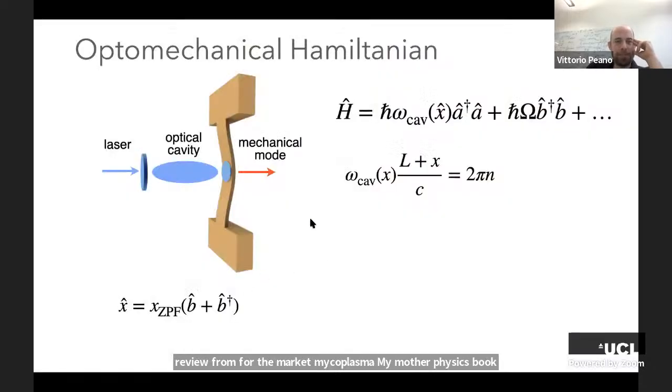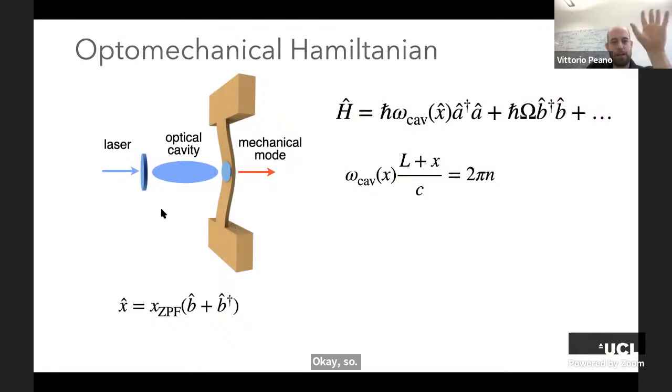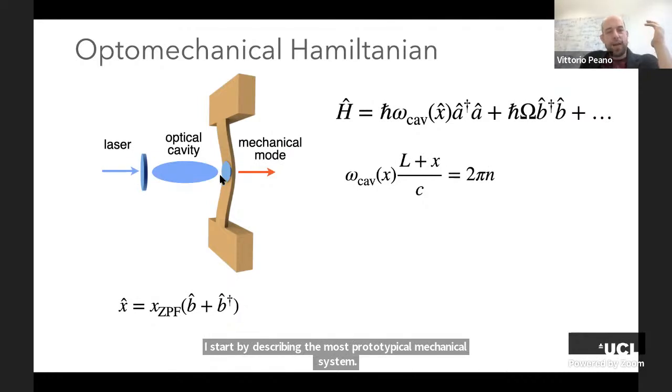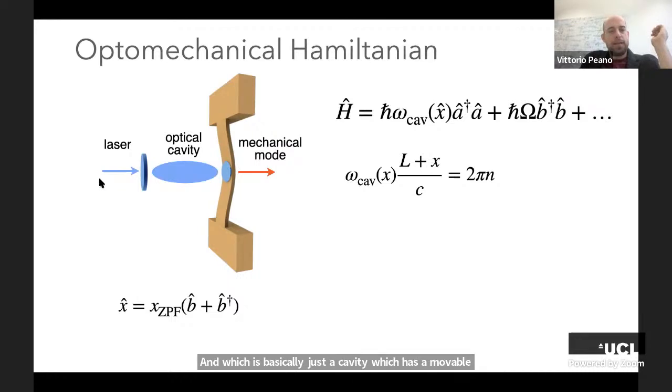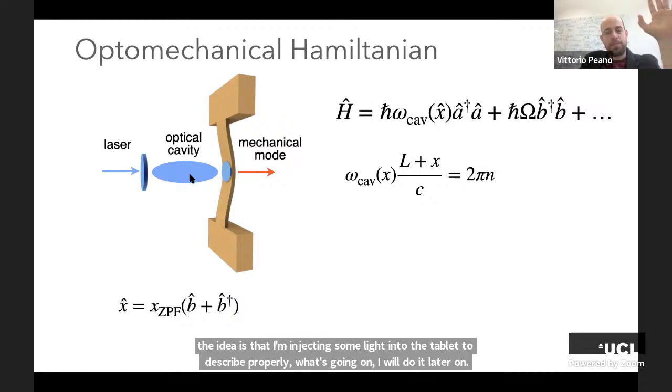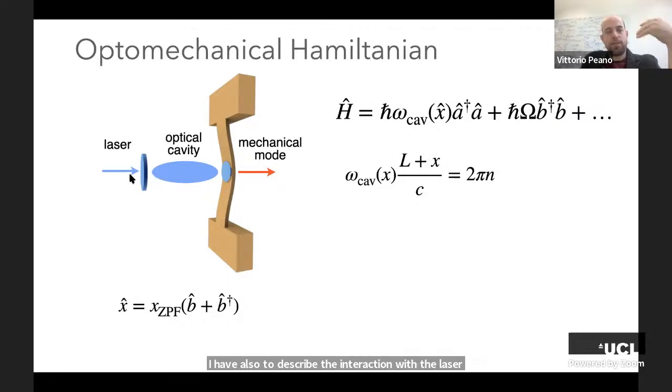Okay, so I start by describing the most prototypical optomechanical system, which is basically just a cavity which has a movable mirror. And the idea is that I'm injecting some light into the cavity. To describe properly what's going on, I will have to describe later the interaction with the laser and with the electromagnetic field outside of the cavity, and the interaction of the mechanics with its environment. But now I aim at a very simple description that focuses only on what happens inside of the cavity. So all the things I was talking about before are these plus the dots. Now I just want to focus on a very simple Hamiltonian description of what happens inside the cavity.